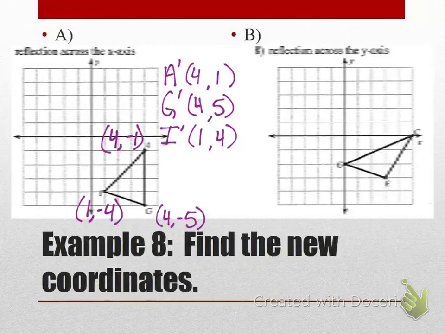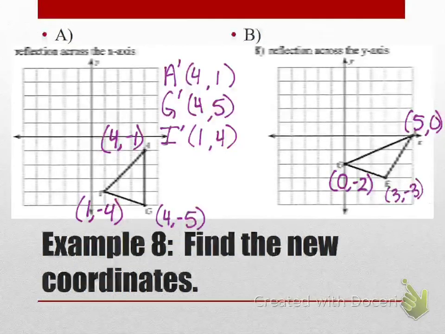All right, for letter B, what are these letters they're telling us here? G, E, C. G, E, and C. So let's start with point G. What are the coordinates there? 0, -2. Okay, I think G is the one that's here, right? 0, -2. What about C? 5. That's the one at 5, 0. And E? 3, -3. This time we're reflecting in the y-axis.